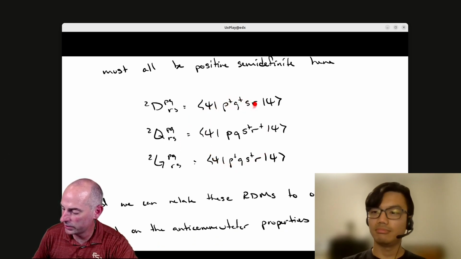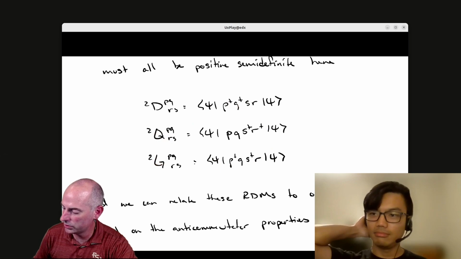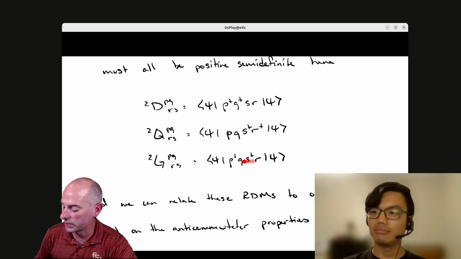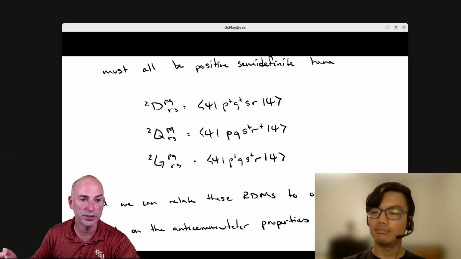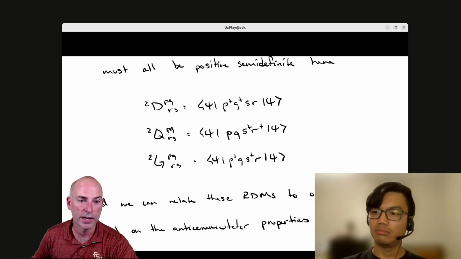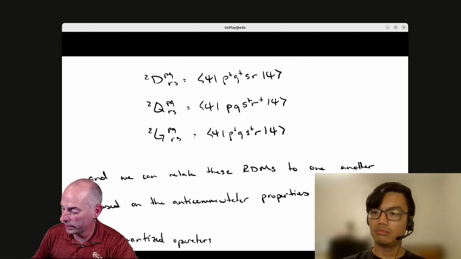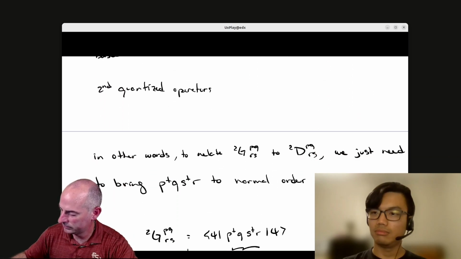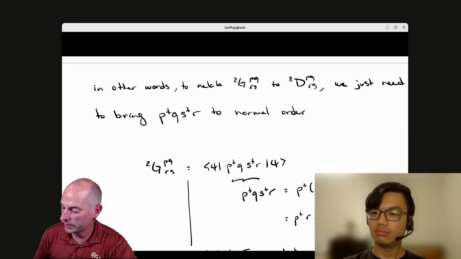I have the one I already defined for you, and then this Q2 and G2 just have different orders of these operators. In an actual calculation, you have to not only enforce that these are positive matrices, but also that the elements are related to each other in the correct way based on the commutation relations of these operators. So the point here is I'm going to try to derive an expression for G2 in terms of D2 based on moving these operators around.